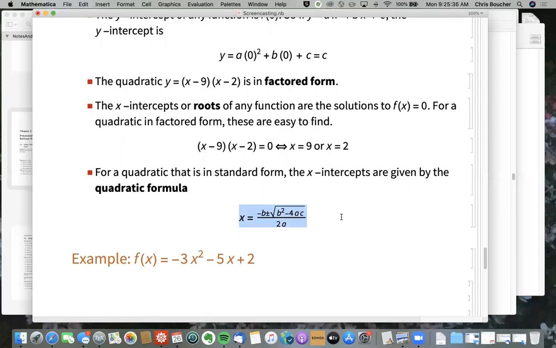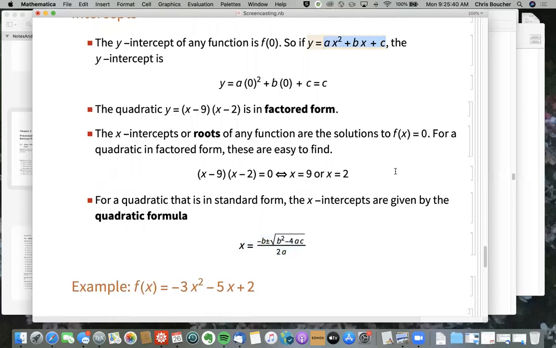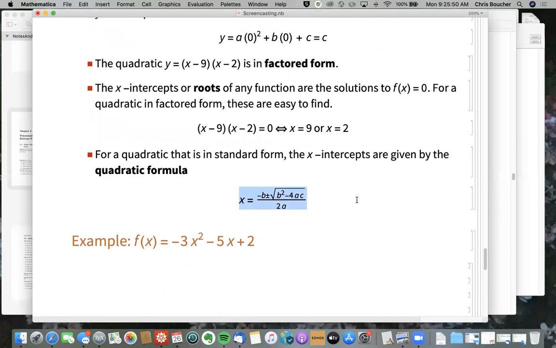This is a formula for the x-intercepts of a quadratic. The a, b, and c are the coefficients from standard form. Since this is a remote course, there's no issue of memorizing the quadratic formula. You can always look it up and be sure that you have the right formula to use.